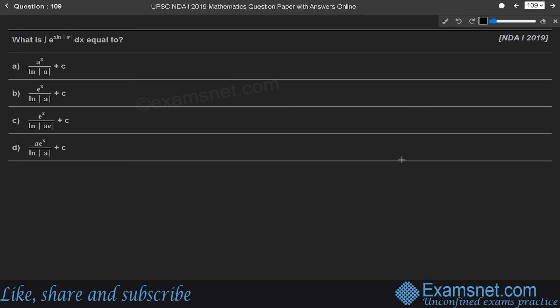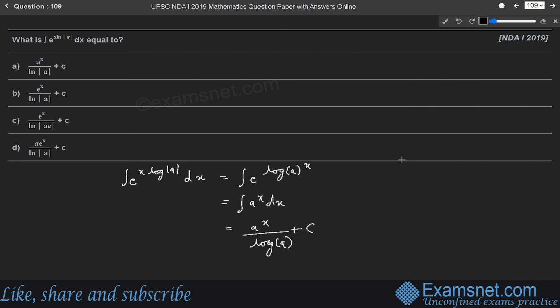Next question is, what is integration of e to the power x log a dx equal to? We have to just find the integration of the given term. So it will be equals to integration of e to the power log a power x. We know that n log m is log m power n. So further solving, it will be integration of a to the power x dx, and integration of a to the power x dx is a to the power x upon log a plus c, which is the required answer for this question.